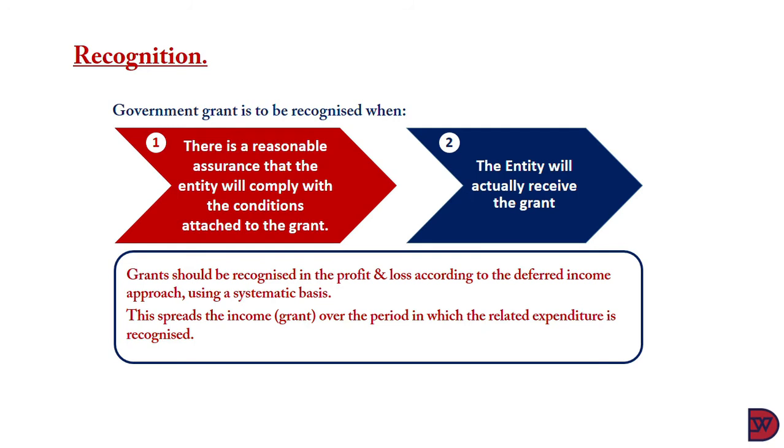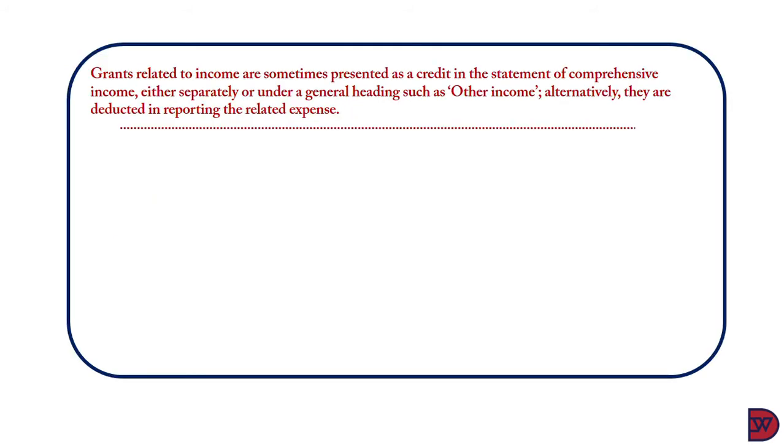Grants should be recognized in the profit or loss according to the deferred income approach using the systematic basis. This means that the grant is supposed to be spread over the period in which a related expenditure is recognized. For example, if the expenditure is supposed to last for 5 years, the grant is also supposed to be spread over the 5 years. Let's look at other information relating to government grants.